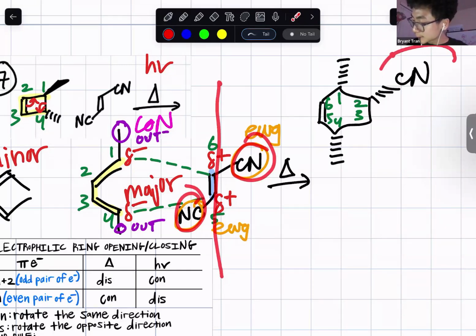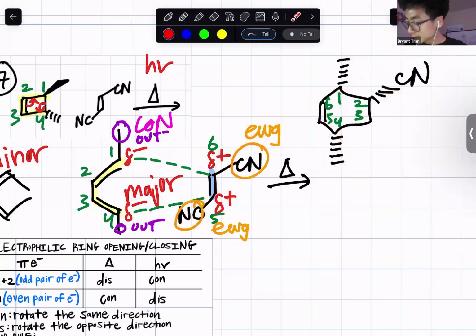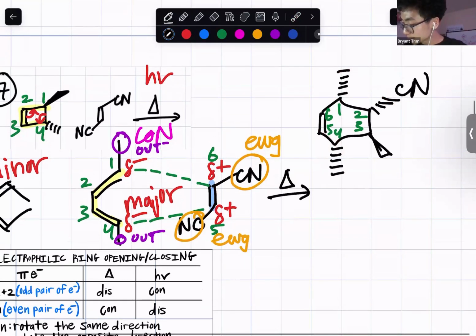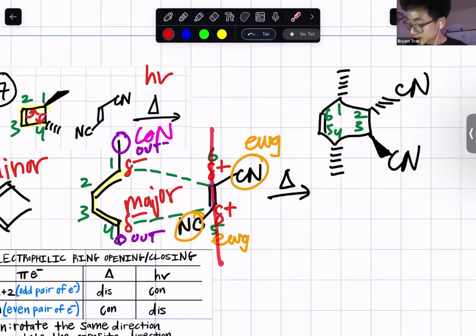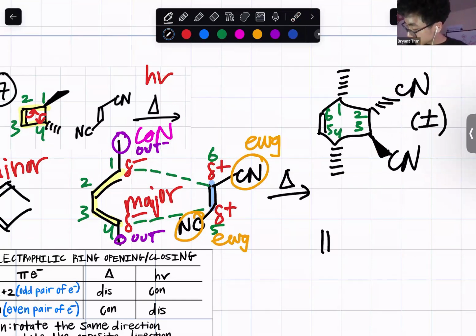So if I chose my top CN to be dash to follow the endo rule with the out group, my bottom CN has to be wedge. It's forced to become wedge because the dienophile is trans, right? This alkene is trans. So we've got to maintain that trans configuration right there. And that's going to be plus minus, right? And I think if you just put that, you get full credit. Don't worry about drawing the other one.